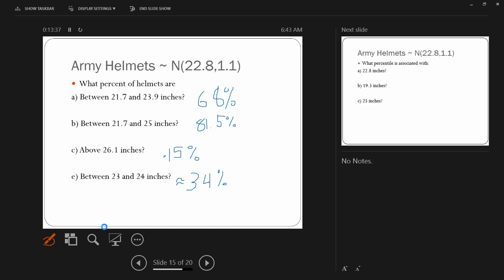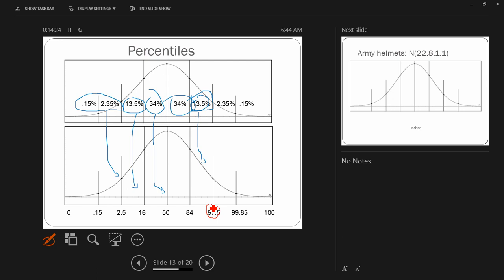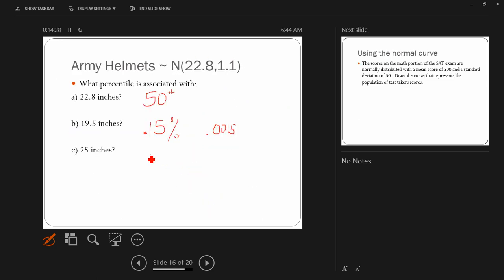And then 25 inches, again, we don't have exactly, oh yeah, we do have 25. It's right here. So in other words, what area is all of this? The way that I would approach it, I know that up to here is 50, the halfway point is 50, and then we got another 34% up to 23.9, and then remember there's another 13.5%. So if we add all those together, 50 plus 34 plus 13.5, if we look at the previous slide, we get that number right there, 97.5. So to be 2 standard deviations above puts you in the 97.5 percentile.